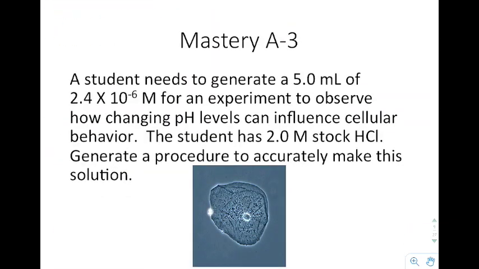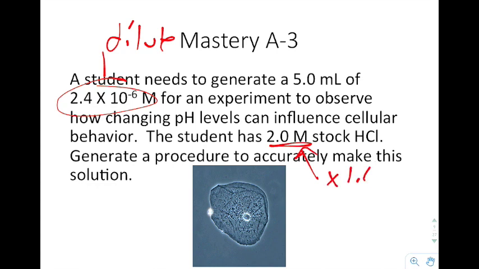In this one it says, a student needs to generate 5 mils of 2.4 times 10 to the minus 6 molar solution. So once again, this is very, very dilute. For an experiment to observe how changing the pH levels can influence cellular behavior, the student has 2 molar stock HCl concentration. So this is something on the order of about 1,000,000 times the concentration that we need. So we don't want to use this solution and do a straight dilution. If we were to do that, it wouldn't make any sense, it wouldn't work that way. You wouldn't be able to get a reasonable solution.